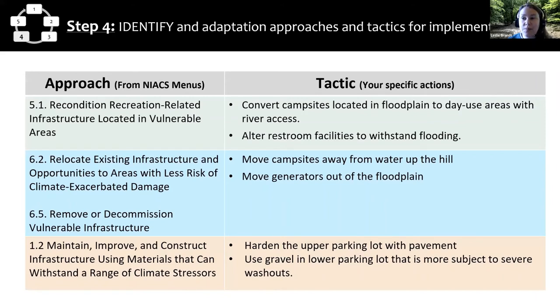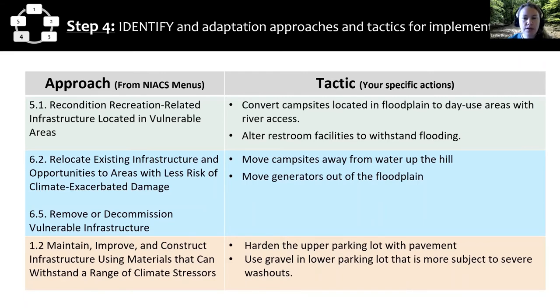So they evaluated a number of different approaches and tactics, and I'm just going to highlight a few of those. The first is approach 5.2, which is to recondition recreation-related infrastructure located in vulnerable areas. So they were converting their campsites that were located in a floodplain to day use areas that are close to the river. And then they actually, as another part of their project, moved the campsites up to a higher elevation site. They also wanted to alter the restroom facilities to withstand flooding. So they were exploring a couple of different ideas of maybe creating an elevated pit toilet or some sort of movable restroom facility.